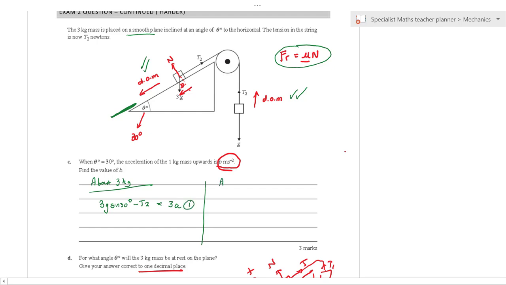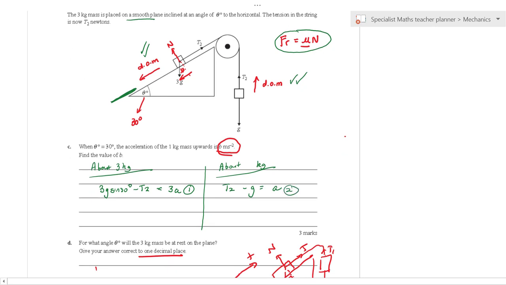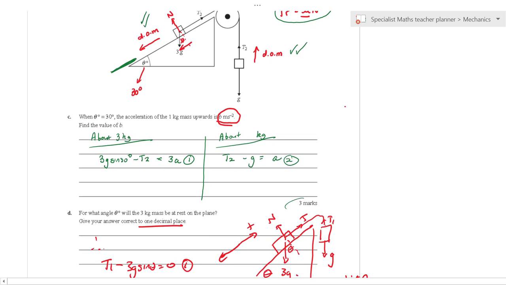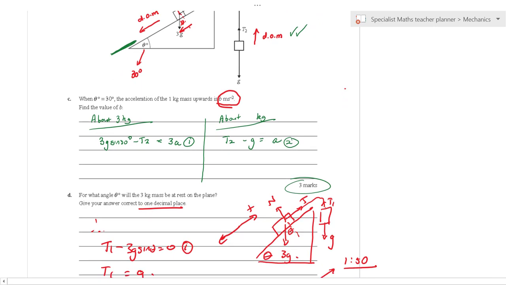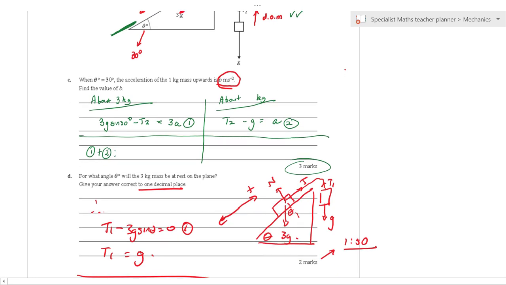Now, what about the 1 kilogram object? We can say that we've got T2 and then we've got minus G is equal to MA, but the mass is 1 kilogram, so that's just 1 times A. I'm going to call that equation 2. Now look at this, 3 marks, 4.5 minutes. So what we're going to do is go 1 plus 2. Be very clear with what you're doing here.